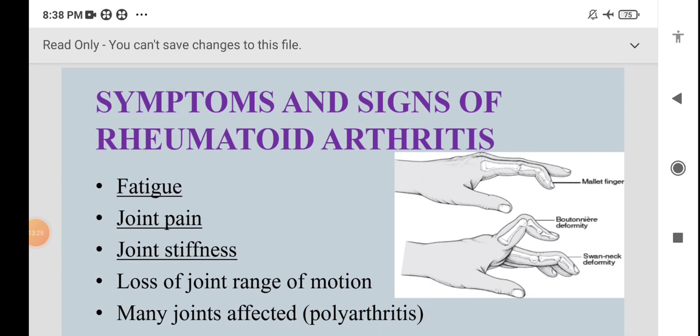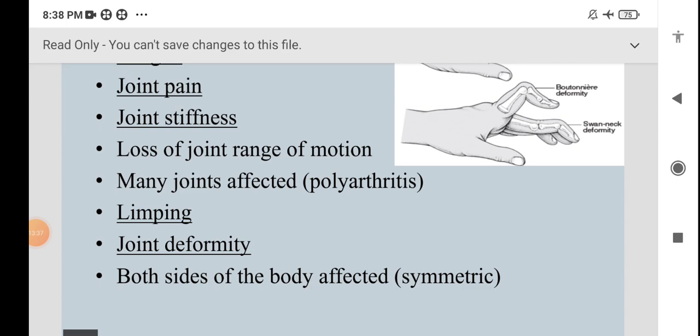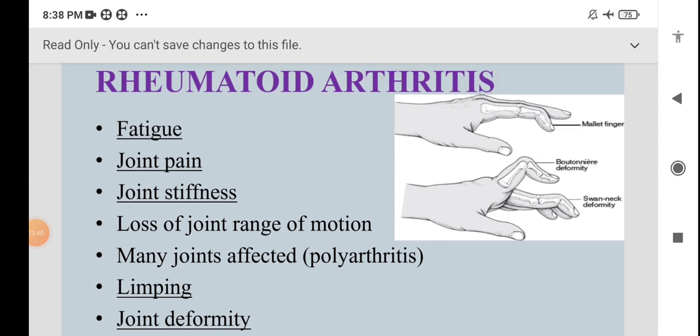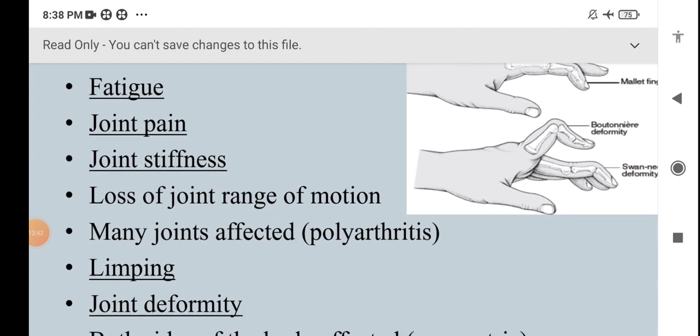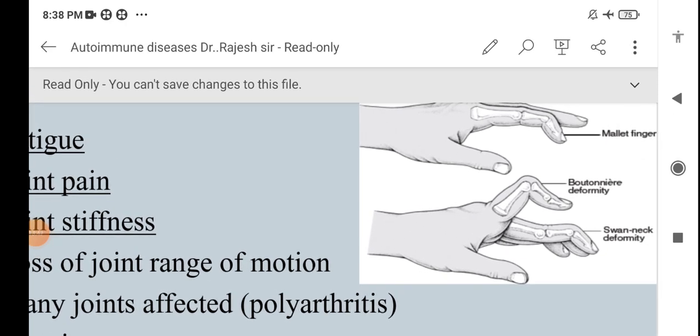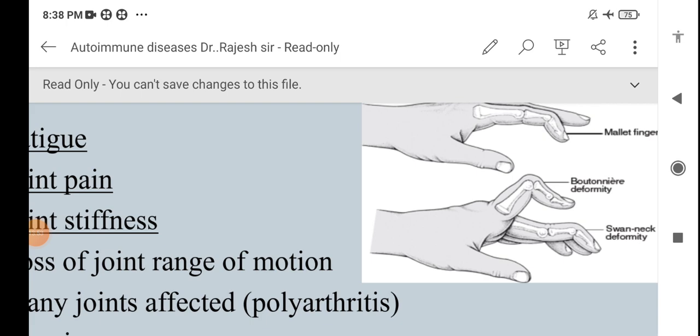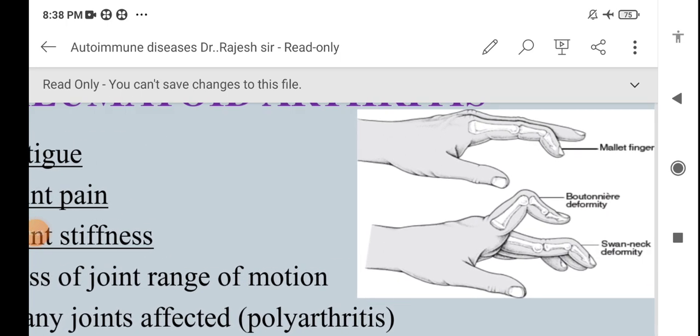Symptoms and signs of rheumatoid arthritis: the fatigue, joint pain, joint stiffness, loss of joint range of motion. Many joints are affected, that is polyarthritis. Limping, joint deformity. So these are the diagrams here. Swan neck deformity, the classical one, the mallet finger.